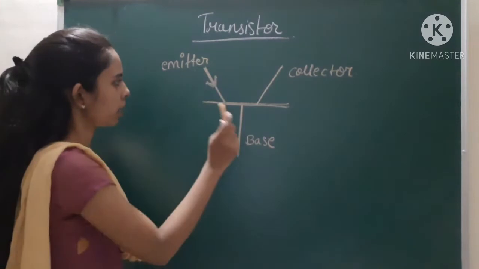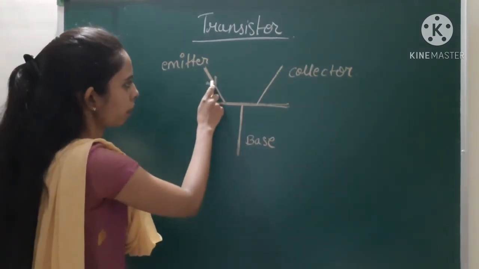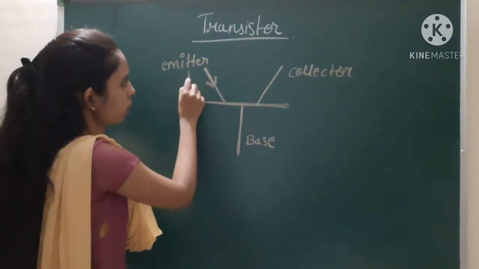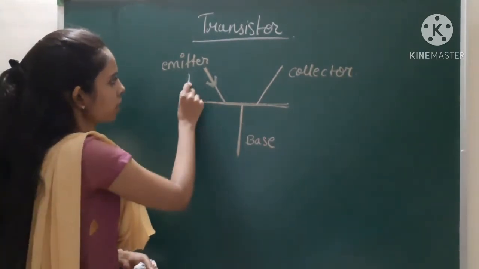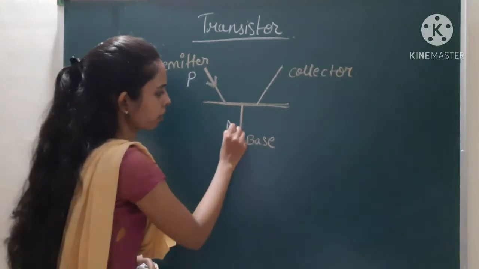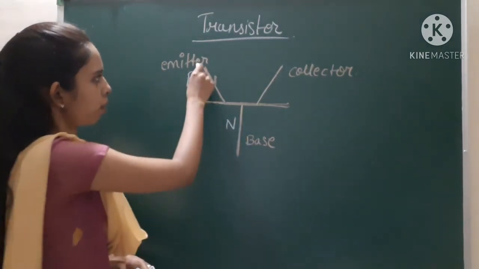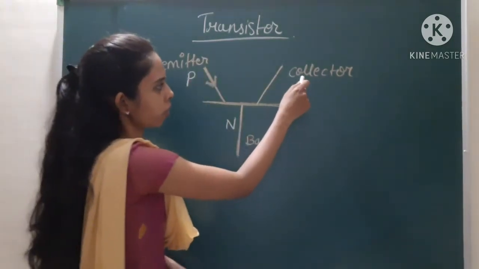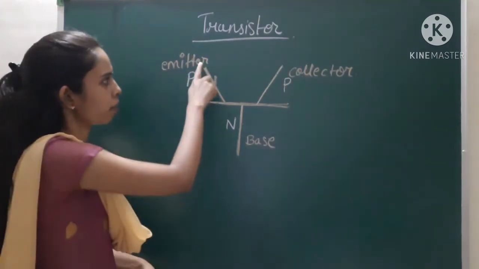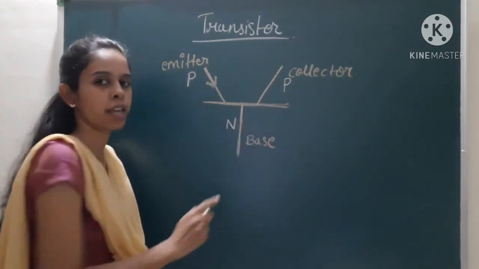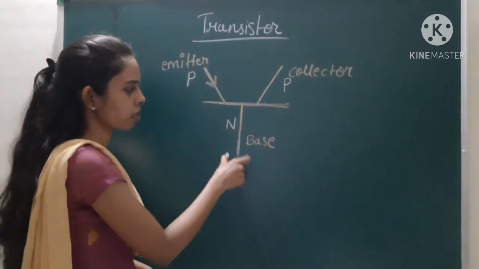That means the electric current is going to flow from positive to negative. Therefore, we can say that this is called the P region. This is the P and this will be the N region. And if the emitter is of P type, then automatically the collector will also be of P type. So emitter and collector are doped with the same semiconductor, only the base is different.